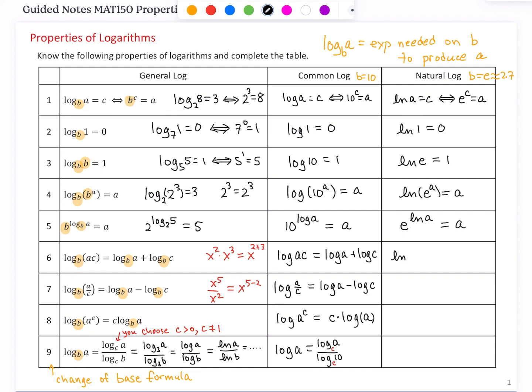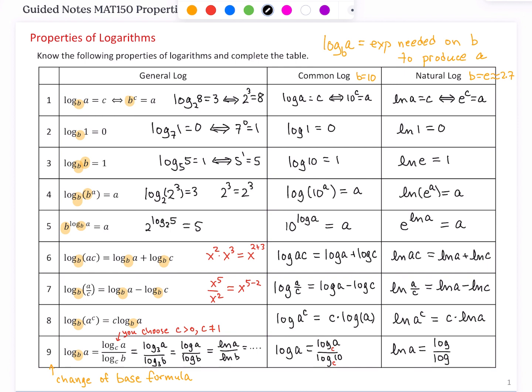Property 6 would read natural log of a product is equal to natural log of a plus natural log of c. Property 7, natural log of a fraction equals natural log of the numerator minus natural log of the denominator. Property 8, natural log of a raised to the c can be written as c times the natural log of a. And property 9, if you begin with a natural log of something, you can use the change of base and write this as a fraction of logs.